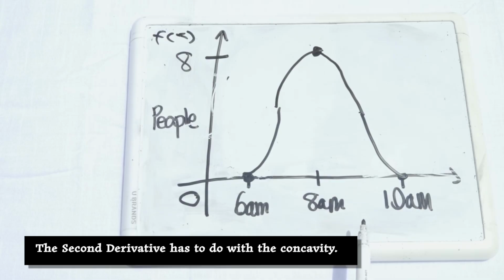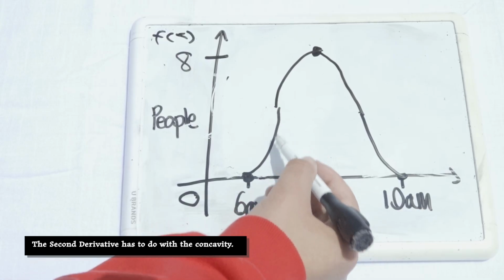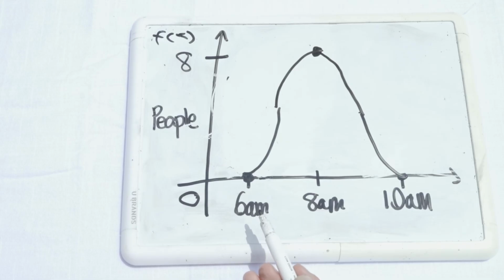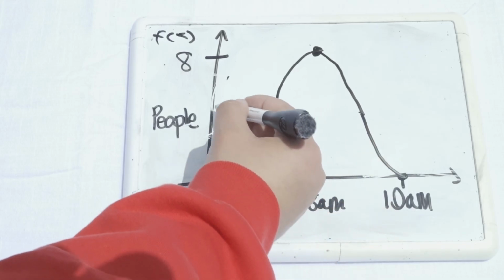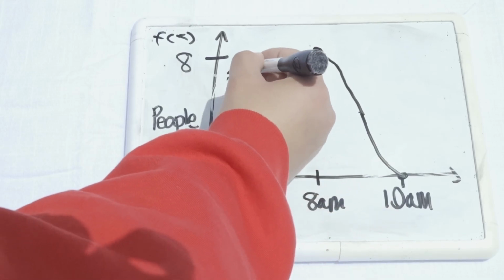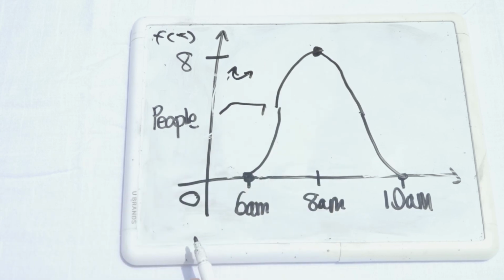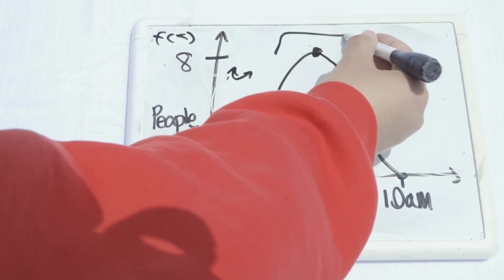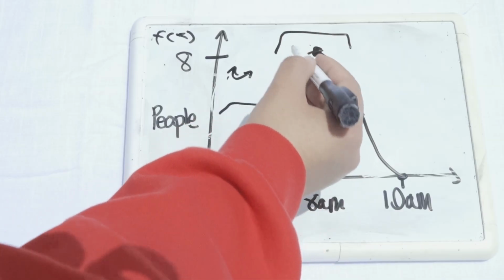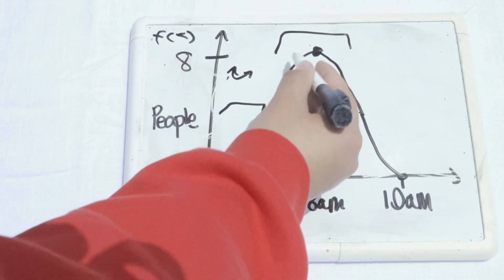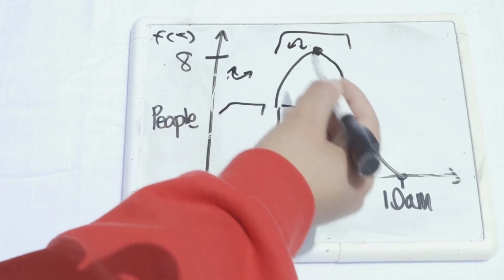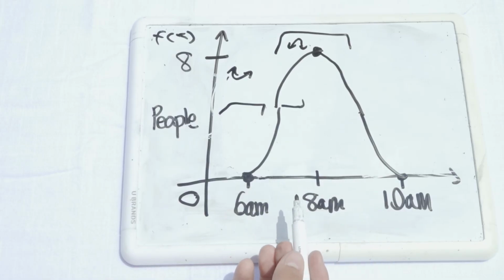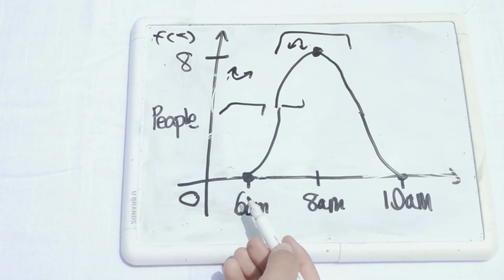The second derivative has to do with concavity. And so we see here that the function is concave up from here, and it is increasing, which means that it's increasing at a faster rate. Here, the function is concave down, and here, the function is increasing. So if it's concave down and it's increasing, it means that the number of people is increasing, but at a slower rate than it was before.